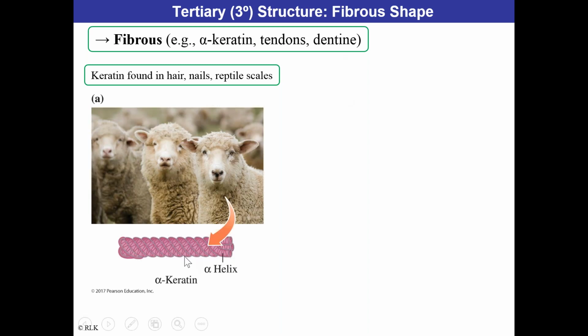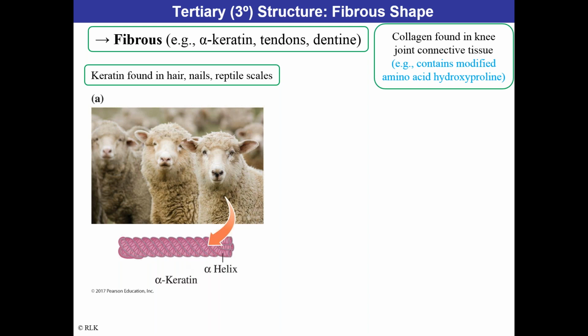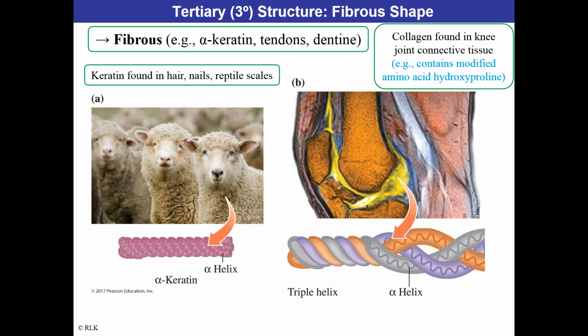The keratin is generally going to be in these helical shapes, right? It's going to be bundles of them. They're going to be tightly wrapped, and they're going to be pretty much in a uniform direction. Collagen, found in the knee joint connective tissue, also contains the modified amino acid hydroxyproline, right? That's also a type of helical bundle, really. Everything is wrapped into it. Notice that this looks way different than the globs we just showed on the previous slide, where everything's oriented all over the place.